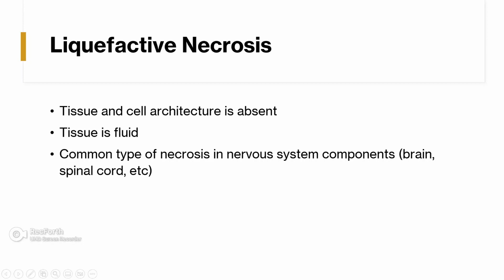Liquefactive necrosis. Tissue and cell architecture is absent. Tissue is fluid, hence liquefactive. It's a common type of necrosis in nervous system components, for example, brain, spinal cord, etc. And in the brain and spinal cord, it's known as a malacia.